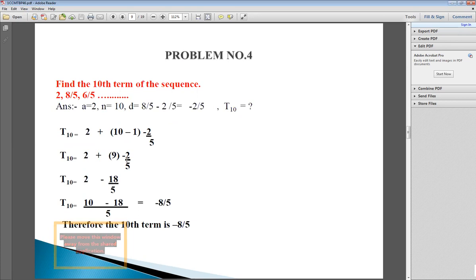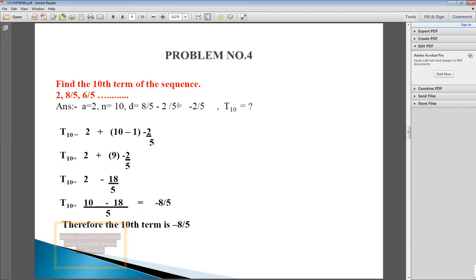Let us see one where the terms are given in the form of fractions. Find the 10th term of the sequence. The series is: the first number is 2, the second number is 8 by 5, the third number is 6 by 5. So keep on writing till we reach the 10th number. So the value of a is 2, n is 10. So d is 8 by 5 minus 2. One is a fraction, one is a whole number, so we have to take the LCM.